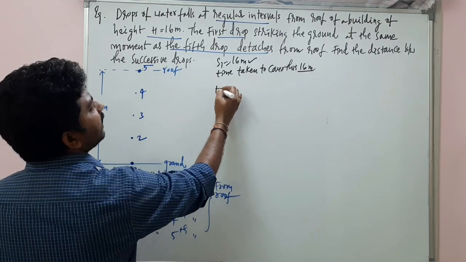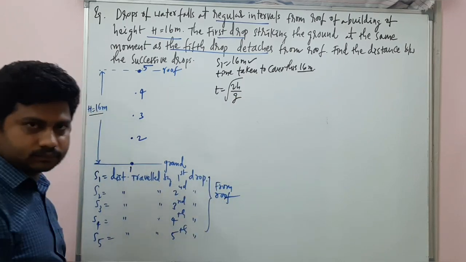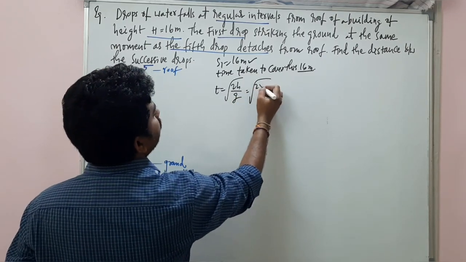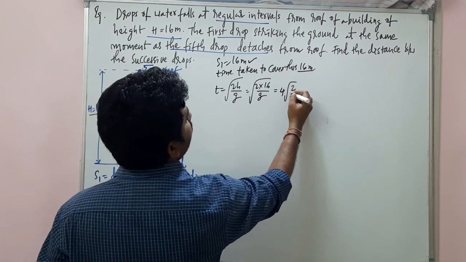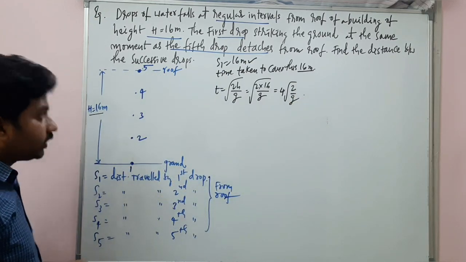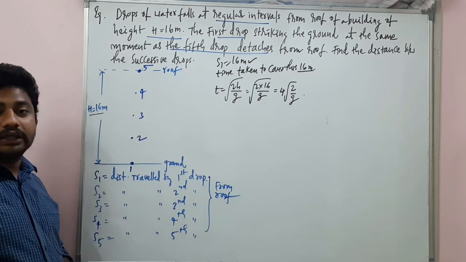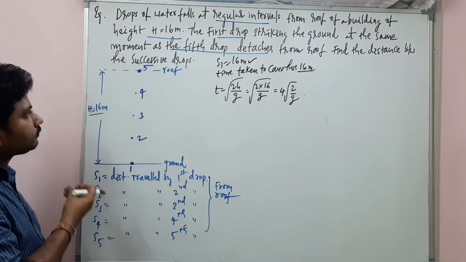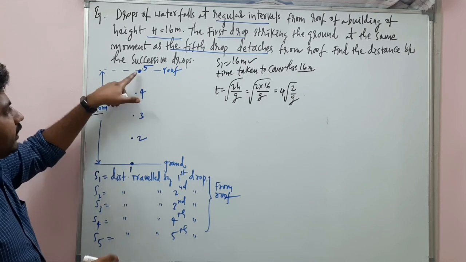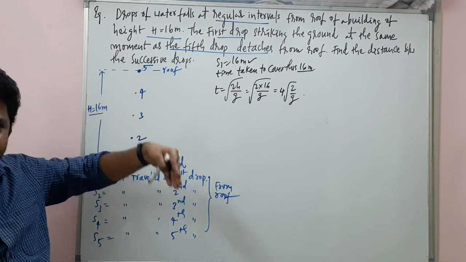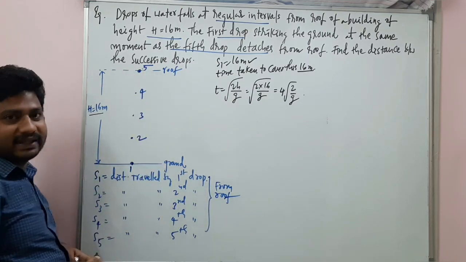We know the formula, t is equal to root 2h by g, which is root 2 into 16 by g. So root 16 is 4, I can say 4 into root 2 by g. That's the time taken by the first to reach the ground. Now the interesting thing is, every drop will take the same time to reach the ground. Every drop, fifth drop, third drop, second drop, fourth drop. From here, every drop will take the time taken like this.